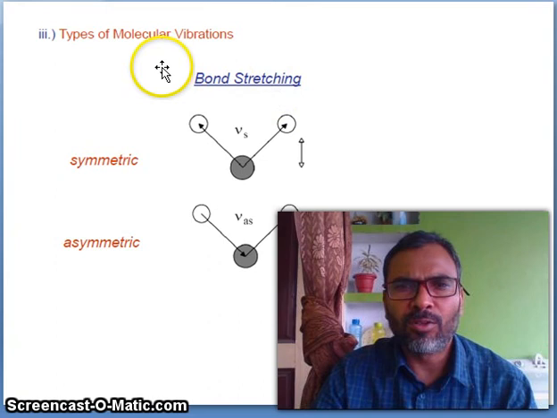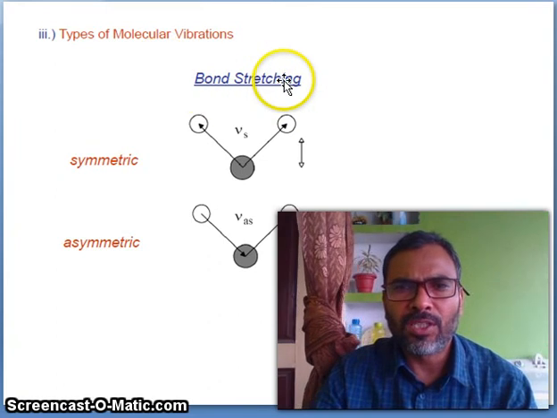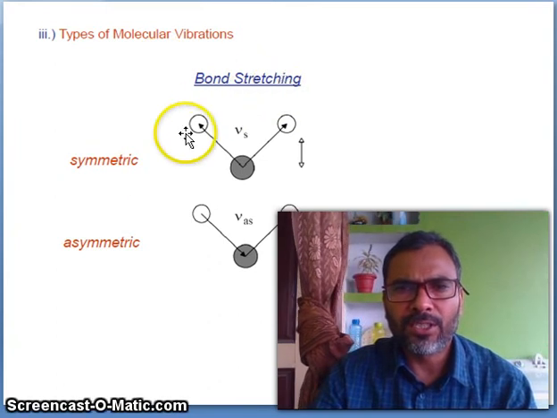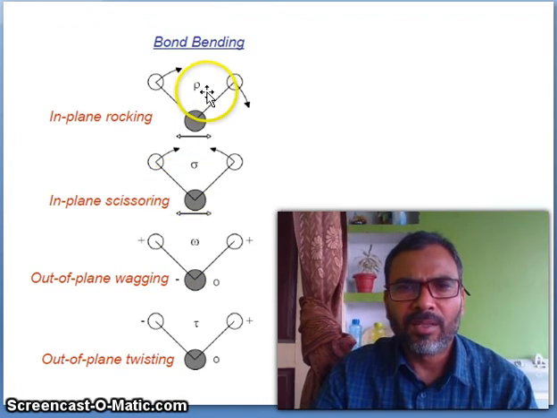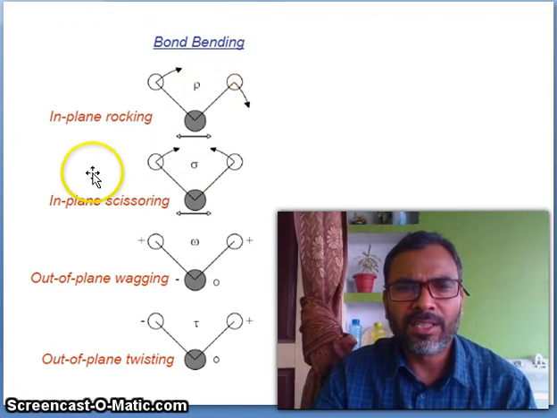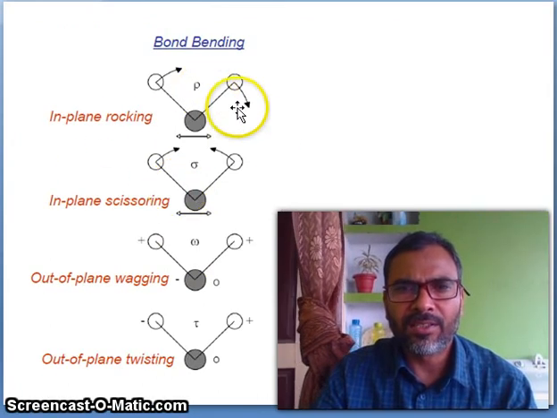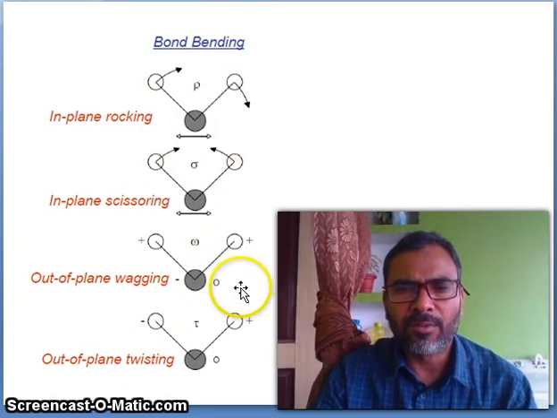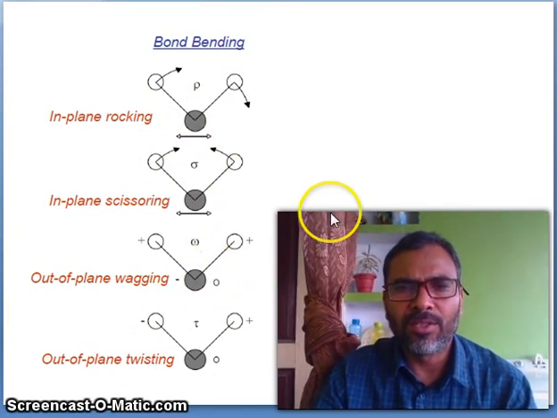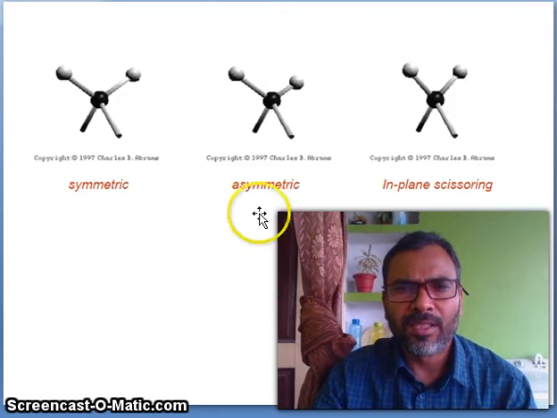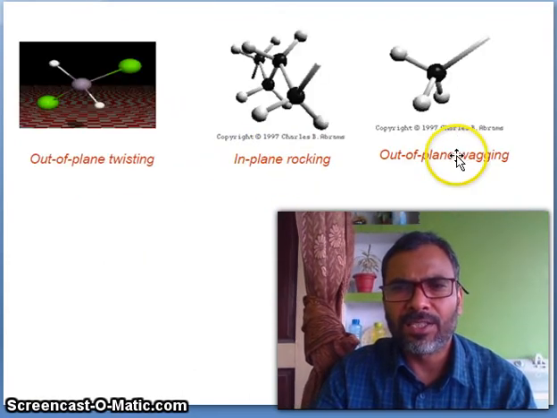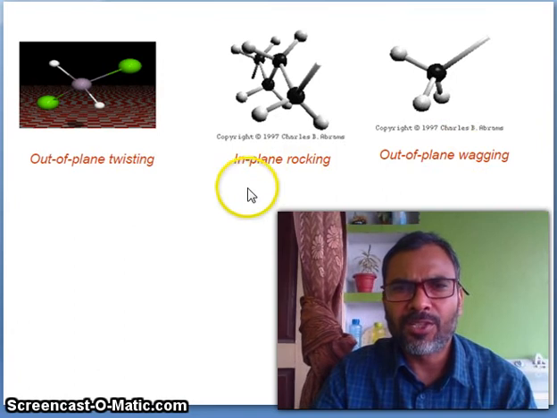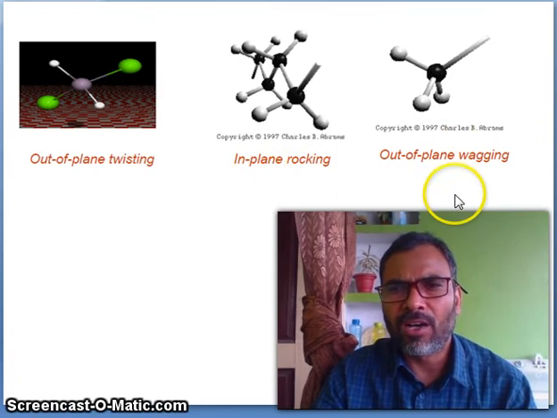So the types of molecular vibration: bond stretching, and stretching is also of two types, symmetric and asymmetric. Bending: in plane rocking, in plane scissoring, out of plane wagging, and out of plane twisting. So here, this is symmetric, asymmetric, in plane scissoring, out of plane twisting, in plane rocking, out of plane wagging.